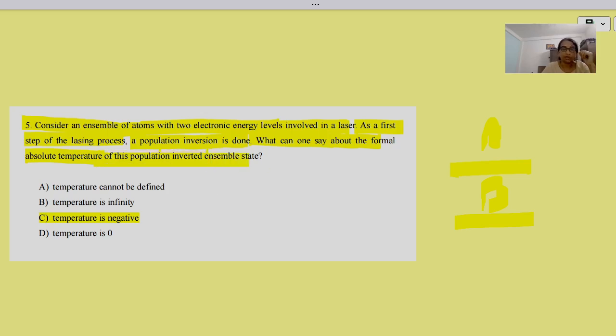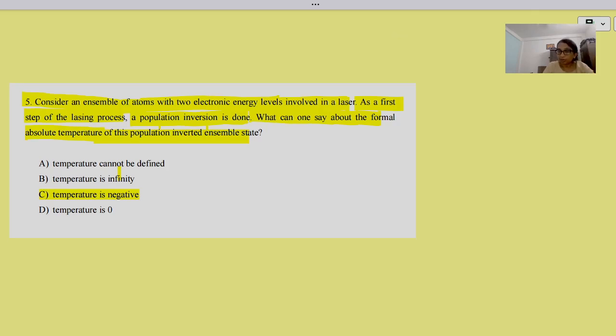So we are going to discuss the temperature on the basis of the given condition. In this condition, population inversion is done. And the four options are given: temperature cannot be defined, temperature is infinity, temperature is negative, and temperature is zero. Okay, so now start the solution on the basis of the concept.